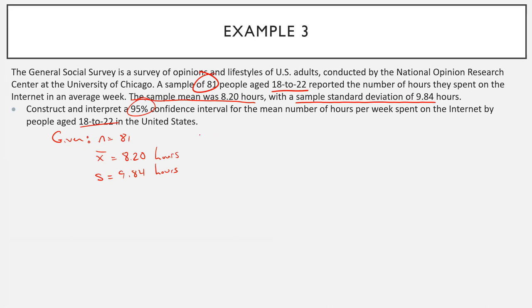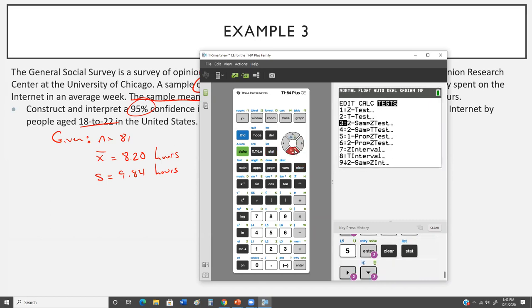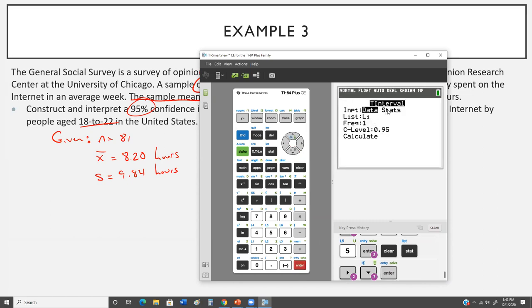Does this look just like the first problem we did? Yeah, let's use the TI calculator. Again, you're going to use the option stat, tests, and because you're given the sample standard deviation, you're going to use T interval. So stat, I'm going to scroll over to tests, T interval. And then you've got to scroll over. Now I'm giving you the stats, I'm not giving you the data, so let's scroll over to stats.